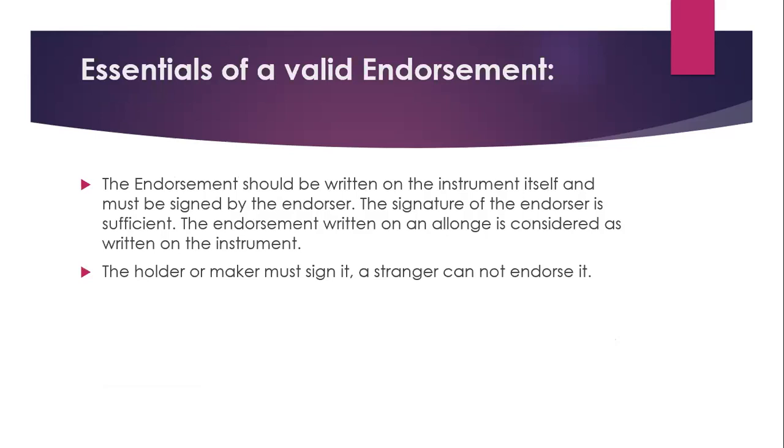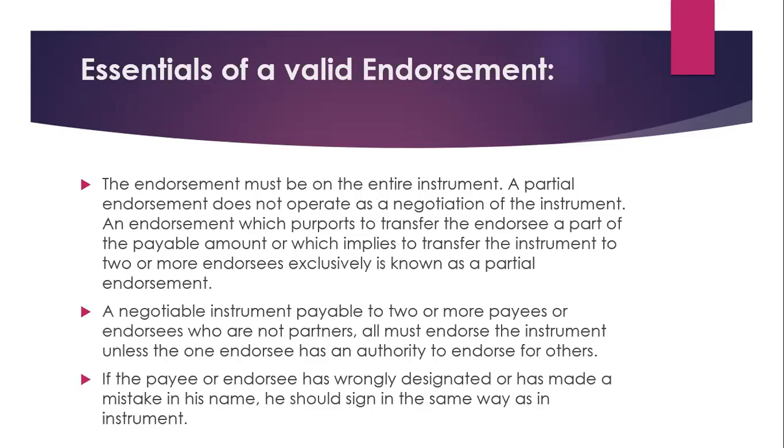Essentials of valid endorsement. The endorsement should be written on the instrument itself and must be signed by the endorser. The signature of the endorser is sufficient. The endorsement written on an allonge, that is an annexure, is considered as a part of the negotiable instrument. The holder or maker must sign it. A stranger has no right to endorse any negotiable instrument.